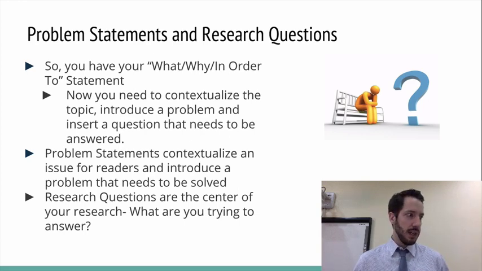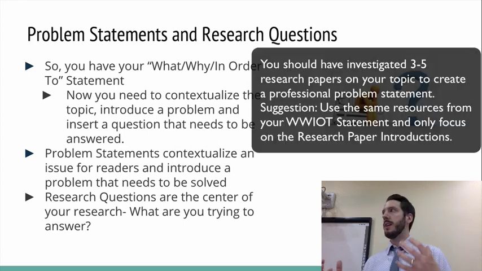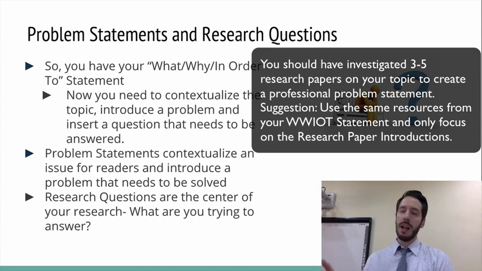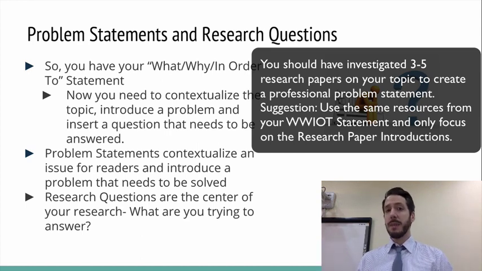Now, I need to give you a particular term that I'm going to be using called pre-search. You need to look through, read, and annotate. You're going to have to do some preliminary research once you've created your what, why, and origin statement, so that you can properly contextualize your topic and identify a research question, because your research question needs to be something that hasn't been asked before. So you're going to have to do some pre-search. Probably about 5 research papers you're going to have to investigate to properly create your problem statement.